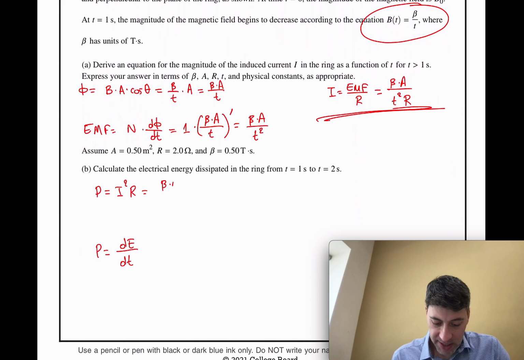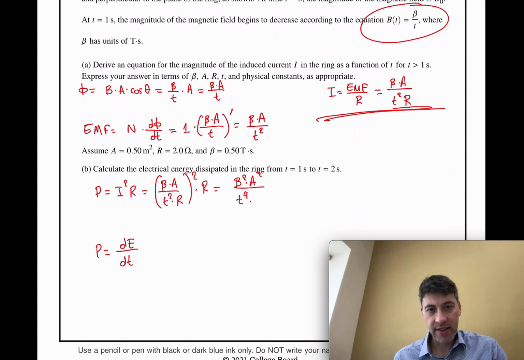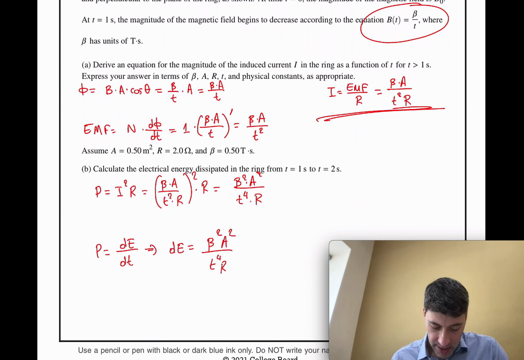So beta times area divided by t to the power of 2 times R, all of it squared, multiplied by R. So beta squared, area squared, t to the power of 4, R squared, and again multiplied by R, so we'll only have 1 R in the denominator. So we can use this for calculating the energy. dE is equal to beta squared, area squared, over t to the power of 4, R, multiplied by dt. And since we need to find the energy, it will be the integration of these values.